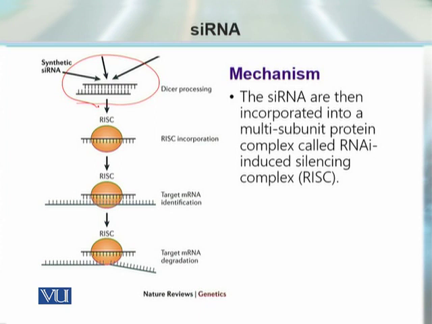Now, RISC is associated with the single-stranded portion of the siRNA. RISC looks for complementary nucleotide sequences on the mRNA, which are present in the cytoplasm. Wherever the complementary nucleotide sequence is found, RISC lets the siRNA molecule base pair with that messenger RNA, as can be seen at this step.